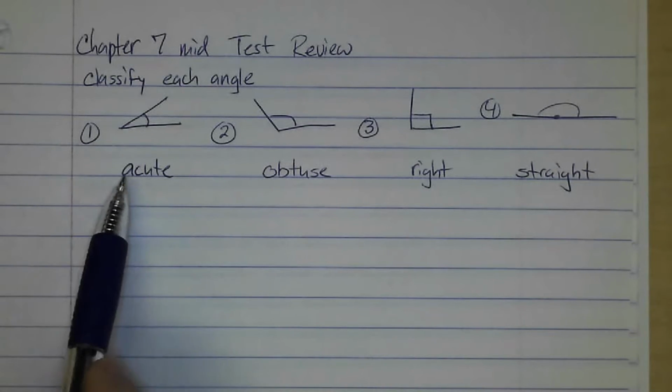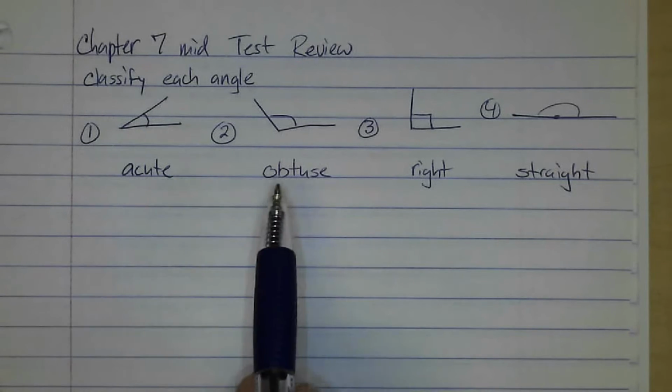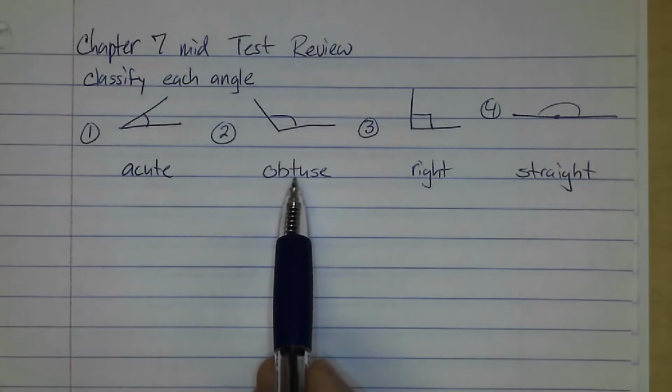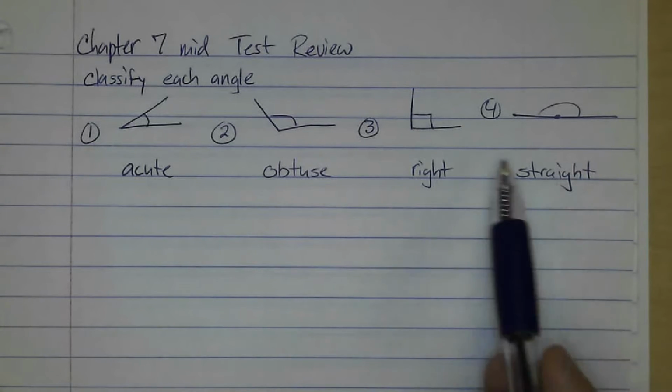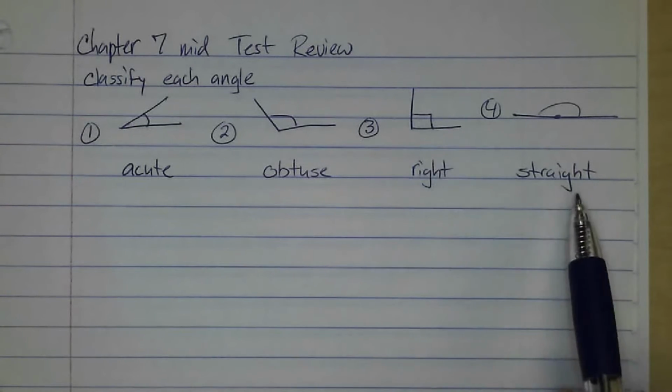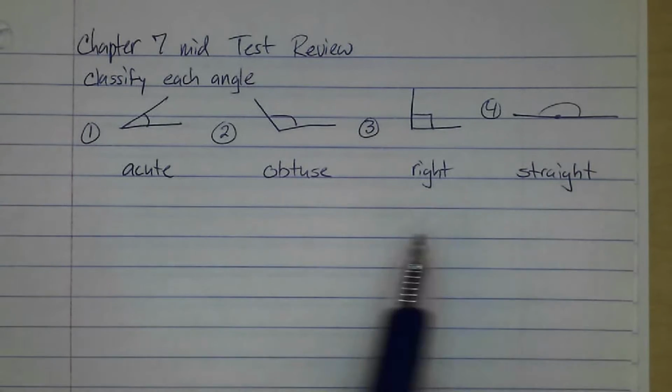Alrighty, acute, greater than 0, less than 90. Obtuse, greater than 90, less than 180. Alright, 90 degrees, and you can tell also by that box. And straight, 180 degrees.